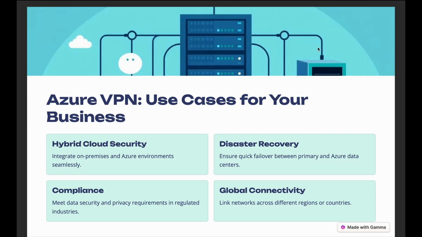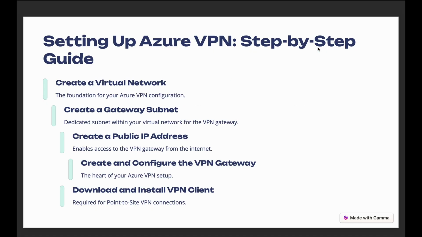So the use cases for your business could be hybrid cloud security. We can integrate the on-premises environment and Azure seamlessly. For disaster recovery, we can ensure quick failover between primary and Azure data centers, and also global connectivity and compliance. Now to set this up in Azure, first we'll create a virtual network.